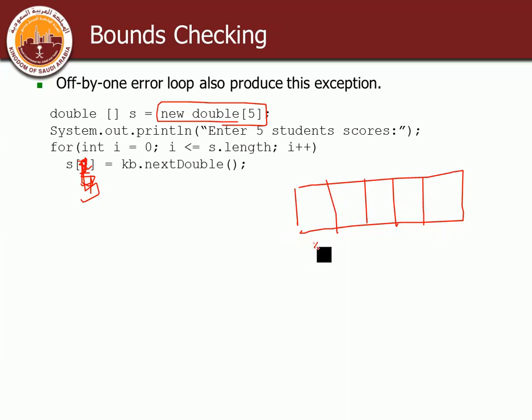But now I'm talking about this array 0, 1, 2, 3, and 4. We have 5 elements. This is what we declared. So this is our S. So S5, where is S5?